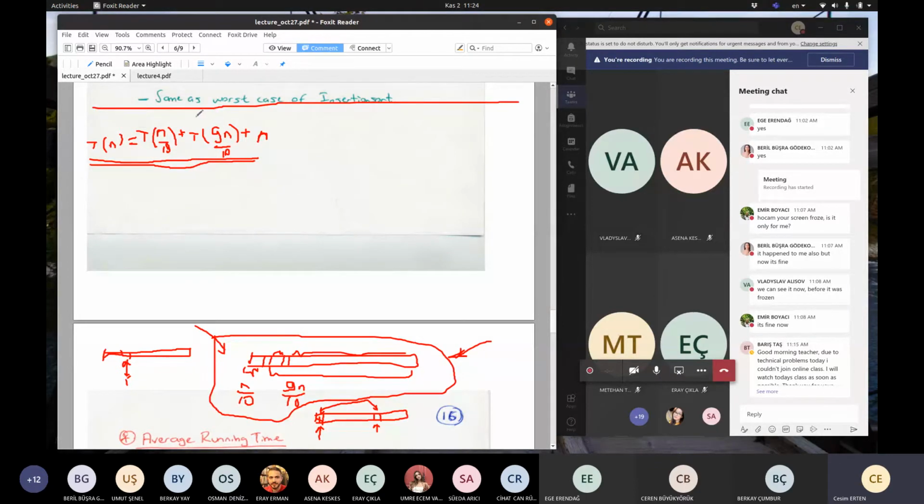Does anybody have a guess regarding a big O bound for this recurrence? Any guesses? If this is our recurrence, T of n equals T of n divided by 10 plus T of 9n divided by 10 plus n. Can anybody guess an upper bound, a big O bound for T of n, for this recurrence?